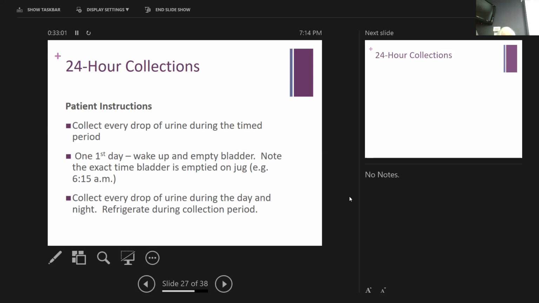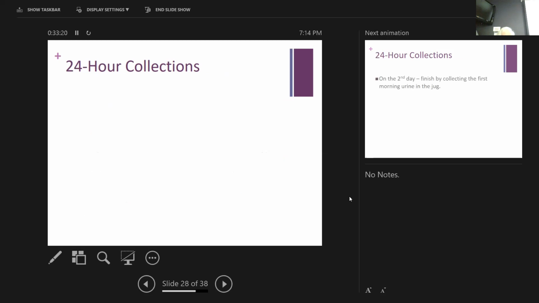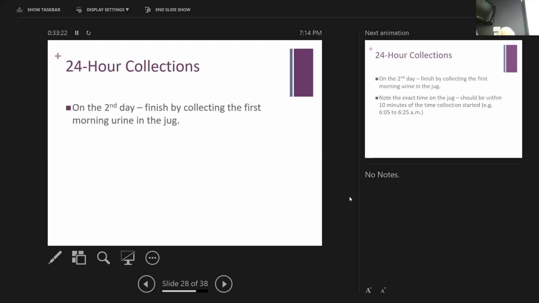Excellent. So we want to know exactly when you stop or when you start. If you get up in the morning at 6:15, and that's your first void, write that on the jar, and then do it all day. In between times you're refrigerating it. You can't leave your house, unless you carry it with you in an ice bucket.